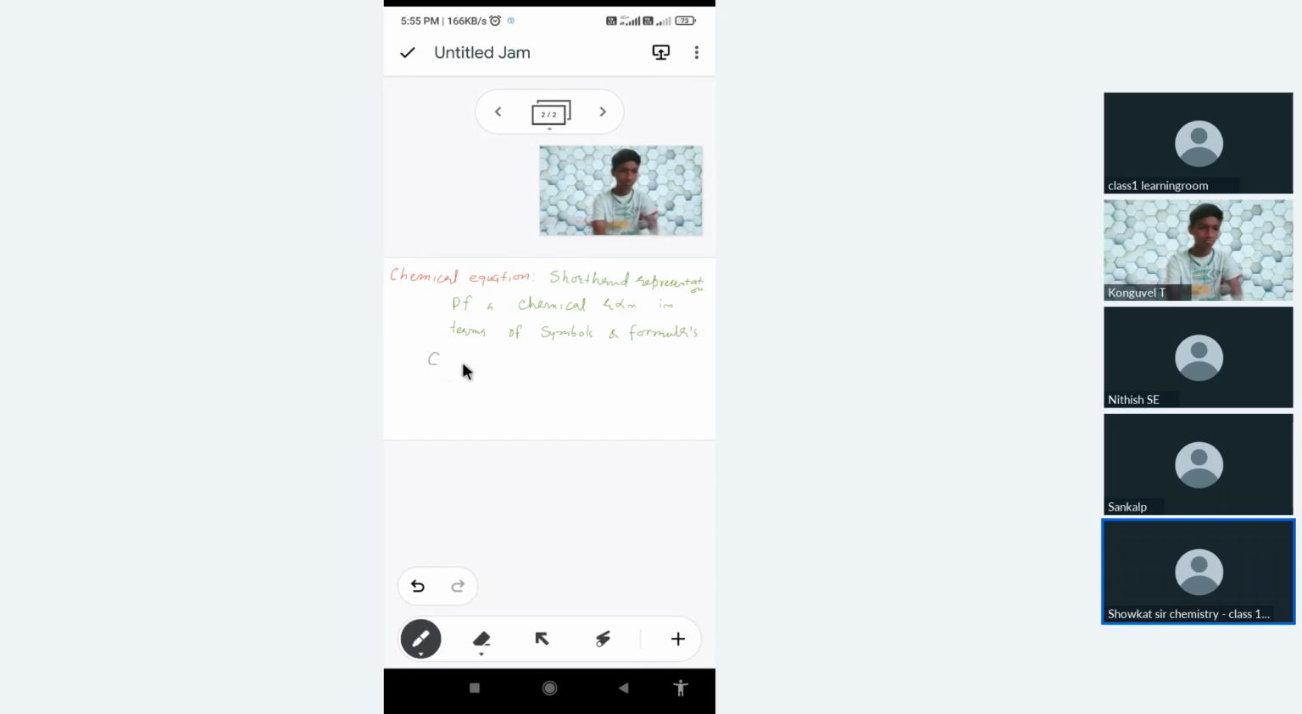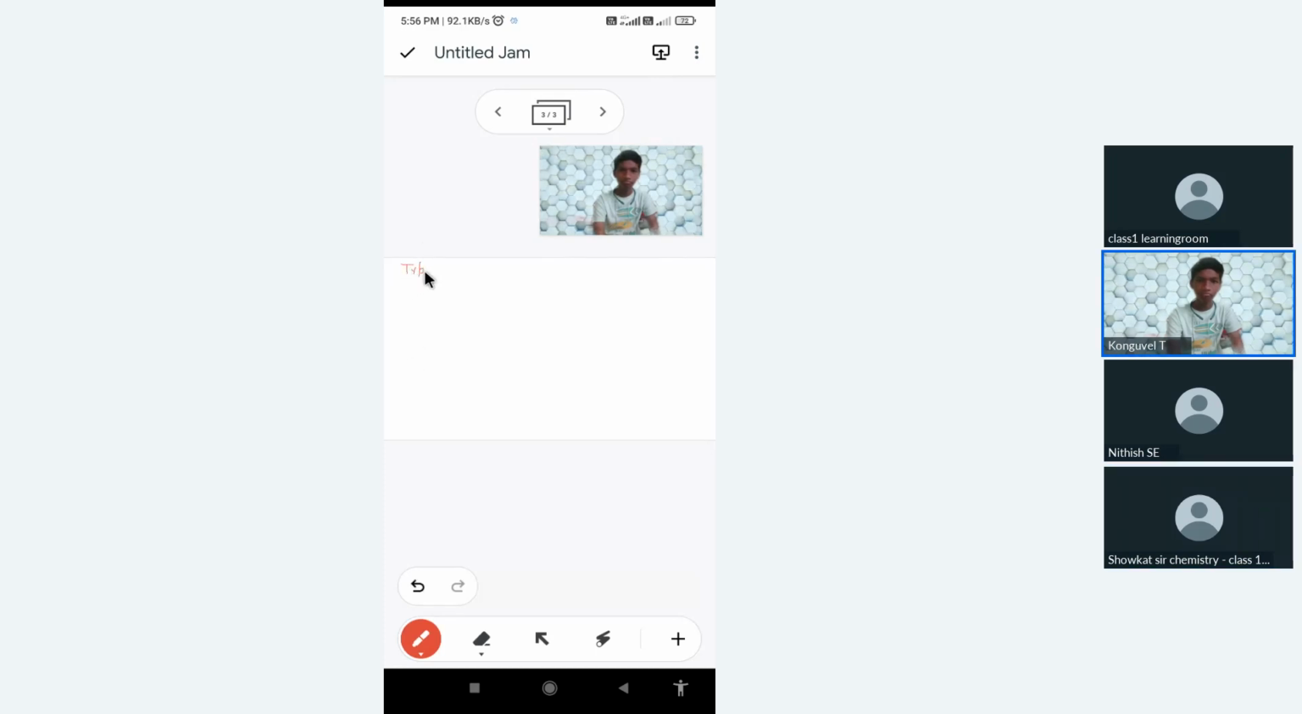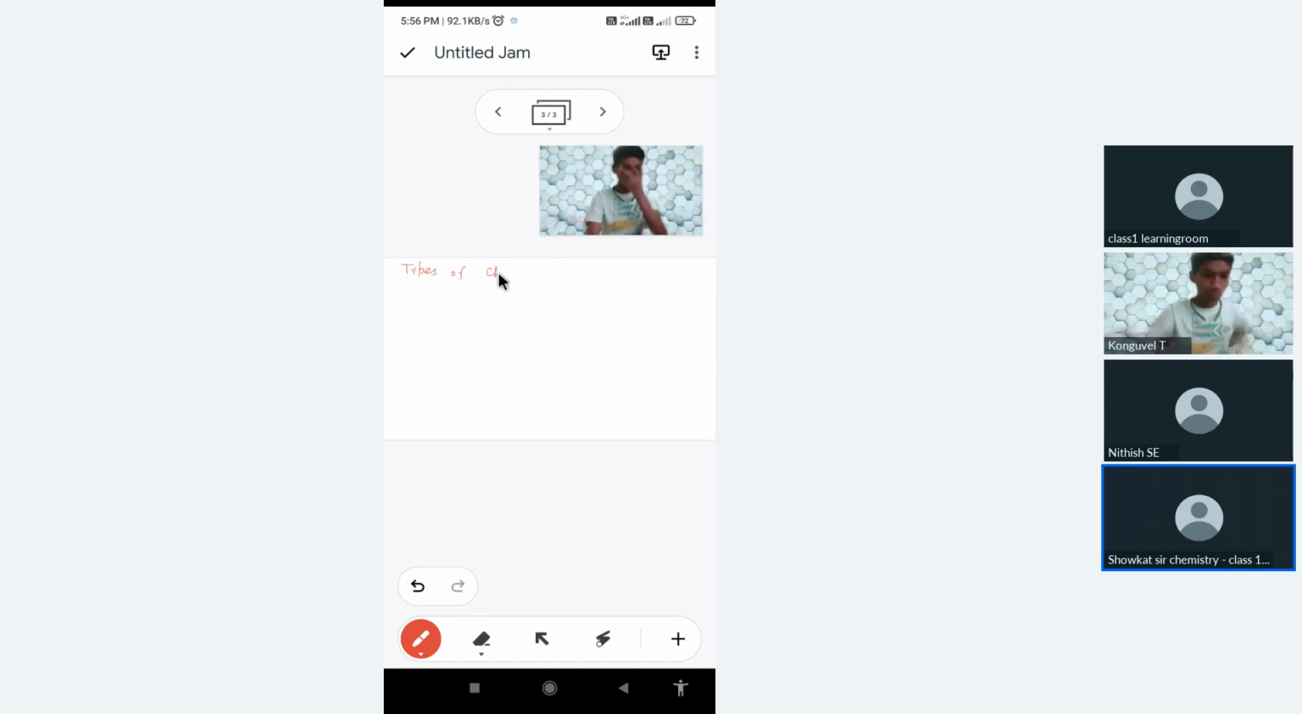Just as I have written that carbon reacts with oxygen, now I will write the symbols: C is carbon, oxygen is O2, and it gives CO2. Exactly. So this is your chemical equation. A chemical equation is very easy to write, very simplified, a shorthand method, and it is better to write any chemical reaction in terms of a chemical equation. Correct? Yes, sir. Okay. Now we have to study the types of chemical reactions.